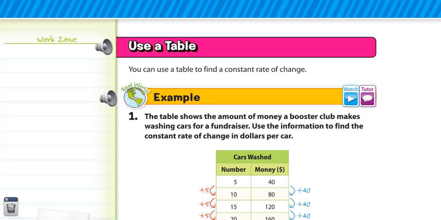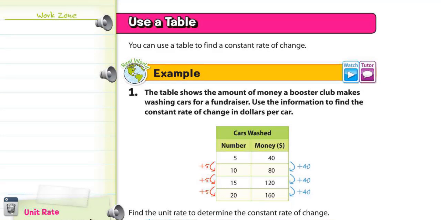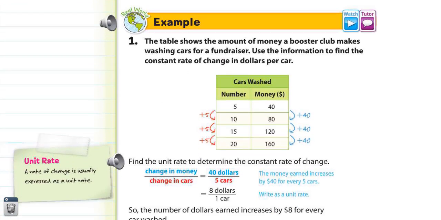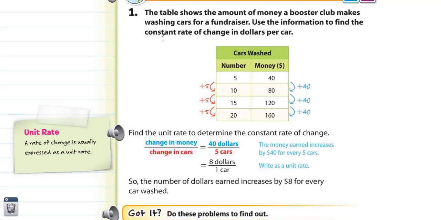So one of the best ways to identify constant rate of change is through the use of tables. We saw that in the last line with the computer programming, and we're going to see it here in example 1. So example 1 is a fundraiser by washing cars. Number of cars washed, amount of money earned. Change of 5 in the cars washed, change of 40. Change of 5 in the cars washed, change of 40. So we know that when you change the cars by 5, you change the dollars by 40.